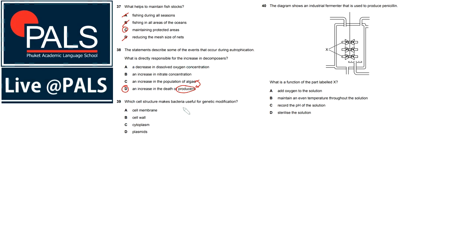Which cell structure makes bacteria useful for genetic modification? That's something we need to know. These are the plasmids, the small rings of DNA in the bacteria cells. The diagram shows an industrial fermenter that is used to produce penicillin. What is the function of the part labeled X? It will stir the whole mixture so that it stays nicely mixed.